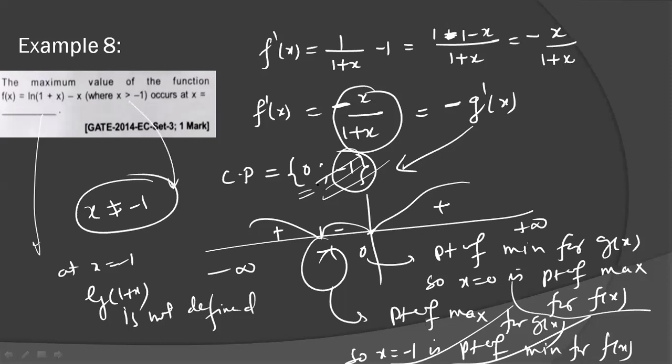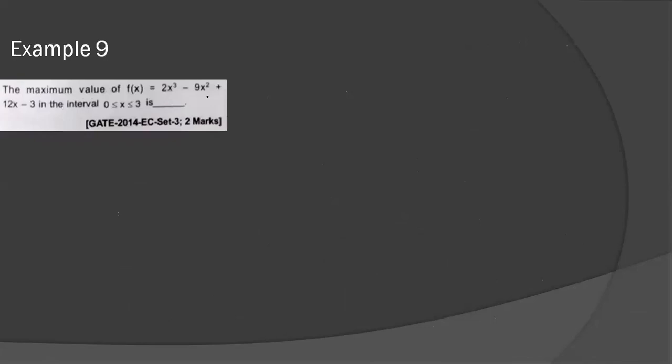It means we have to check at x equal to 0 only. So x equal to 0 is the point of minima for g x. Then it will be the point of maximum for f x because it is with a negative sign. x equal to 0. Next is the maximum value of f x. This is a very important question. f x equal to, a maximum value is asked. It means we are interested in the global maximum.